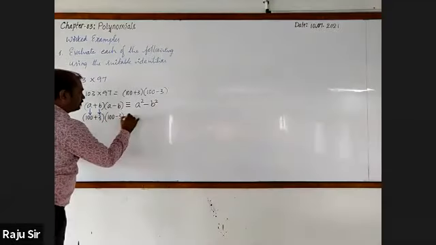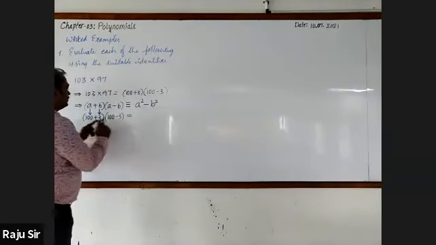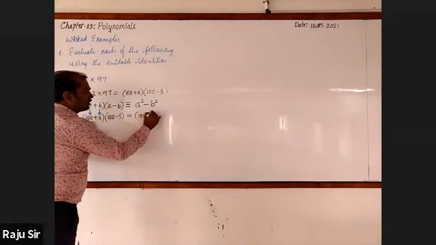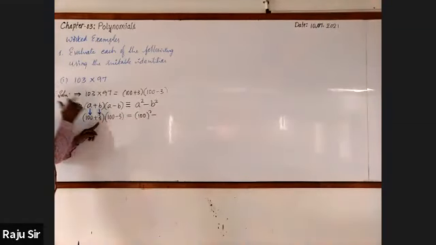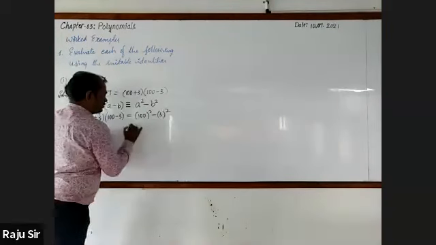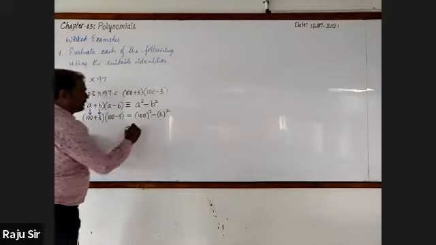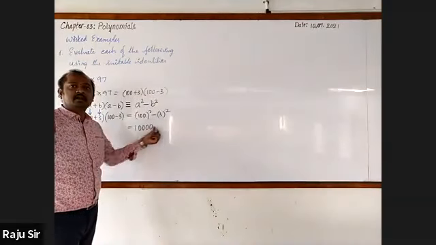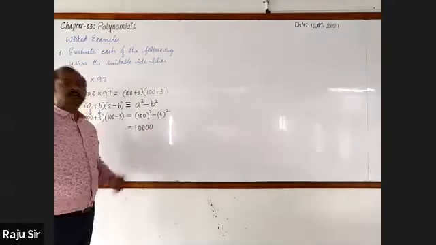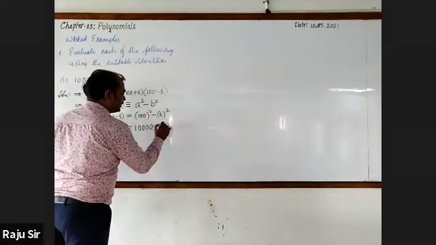Equal sign. A is 100, so it is 100 whole square minus B square. B is 3, so 3 whole square. What is 100 whole square? 10,000. Here 2 zeros, whole square, it will be 4 zeros. 100 hundreds are 10,000. Minus 3 square, 9. 9,991. Very good.